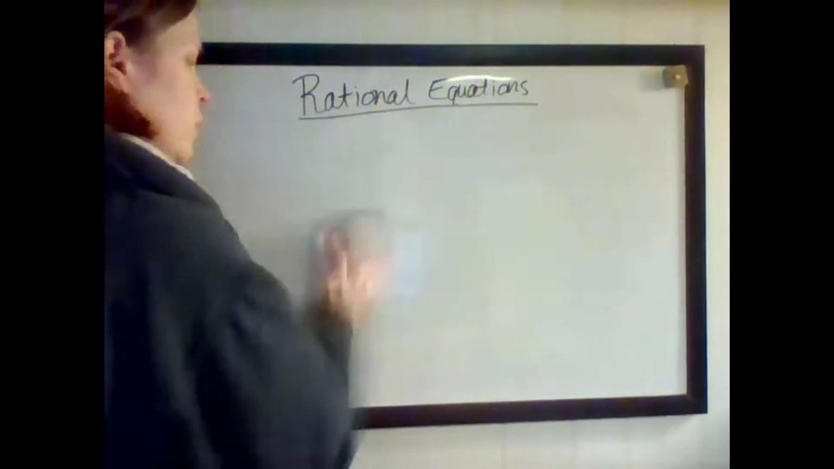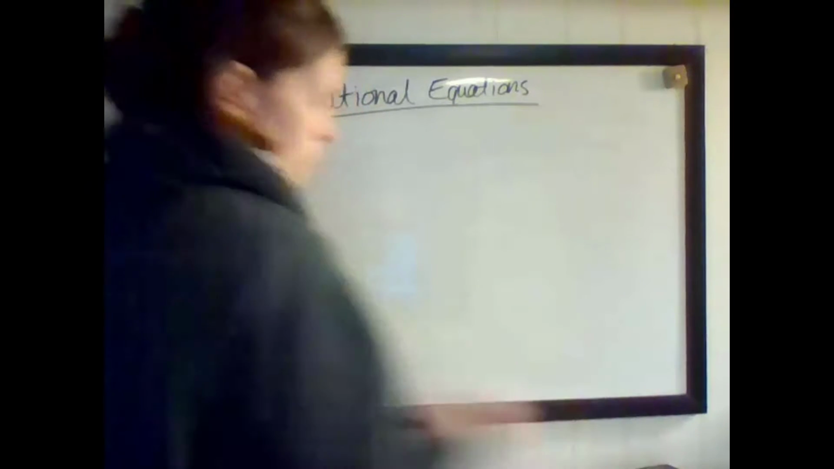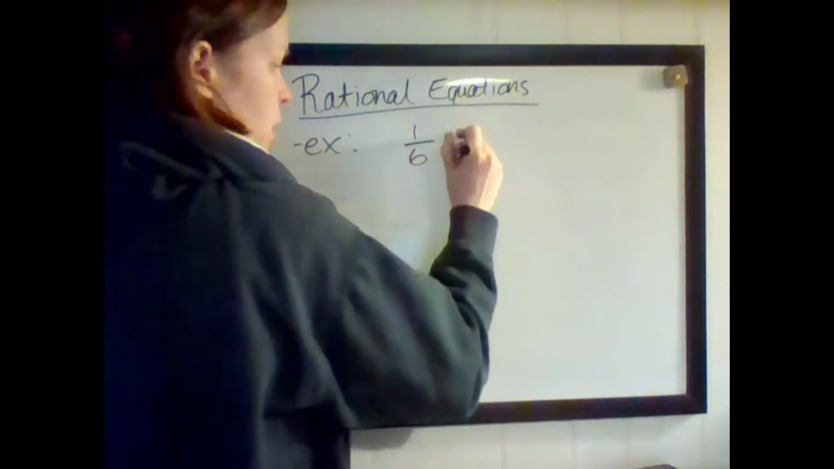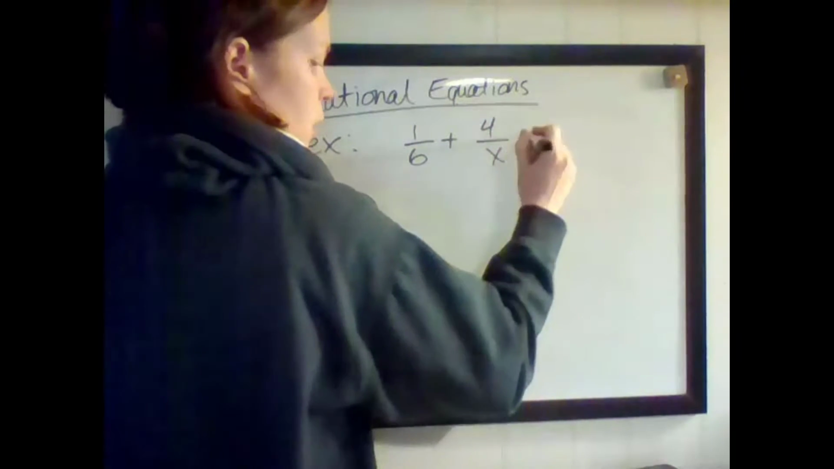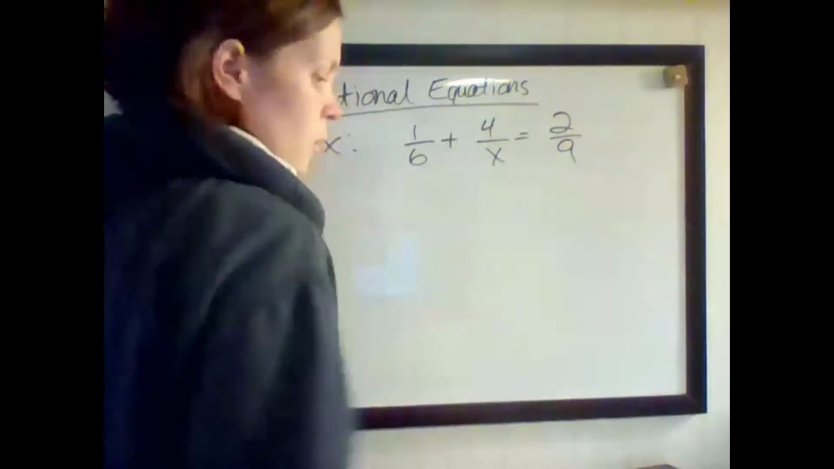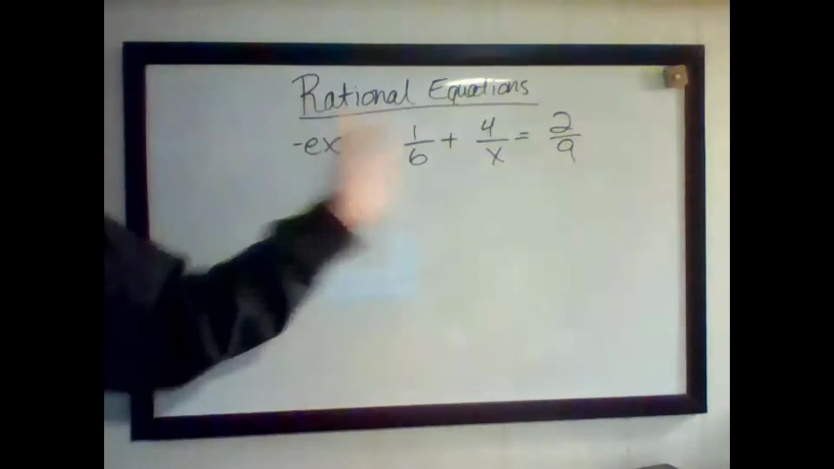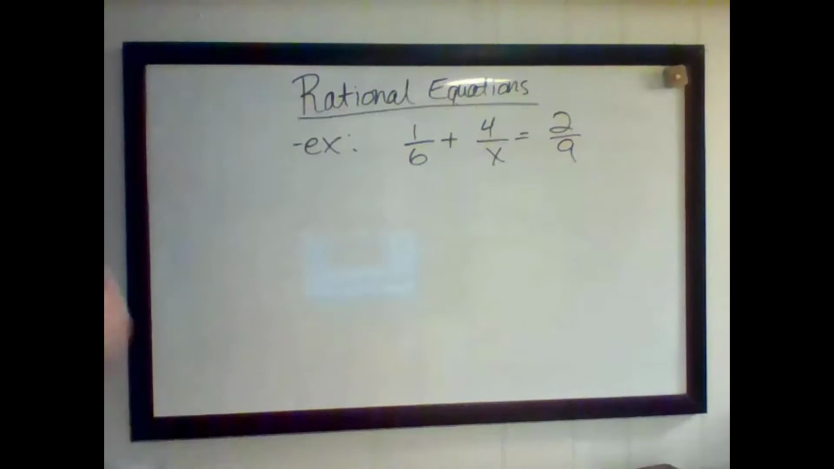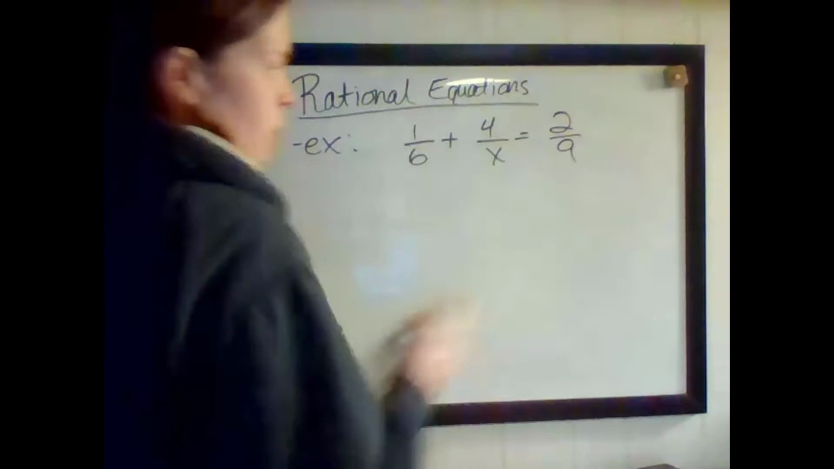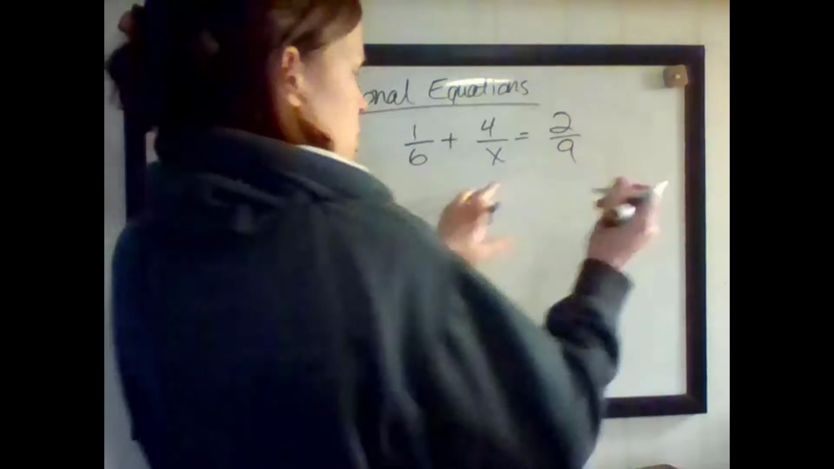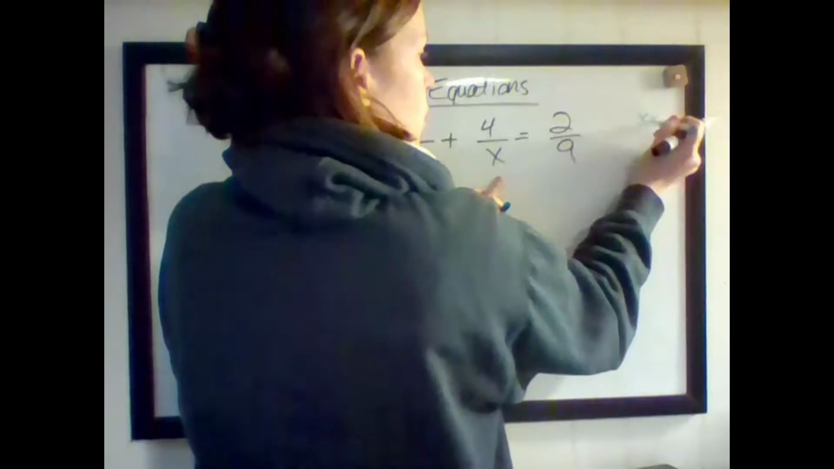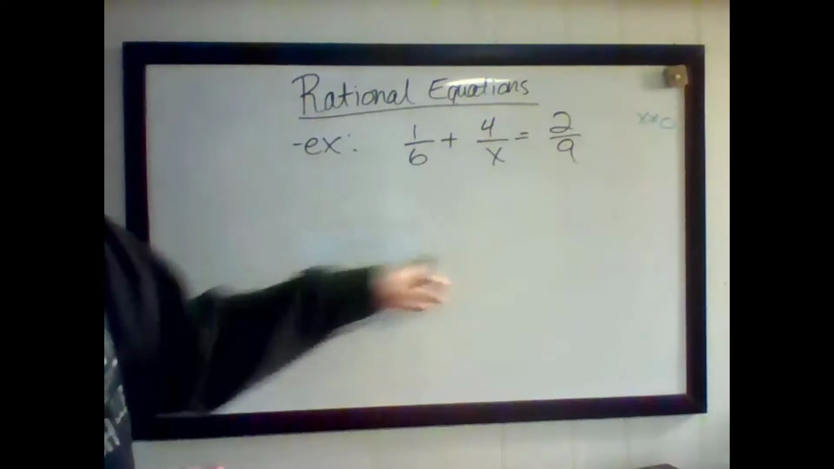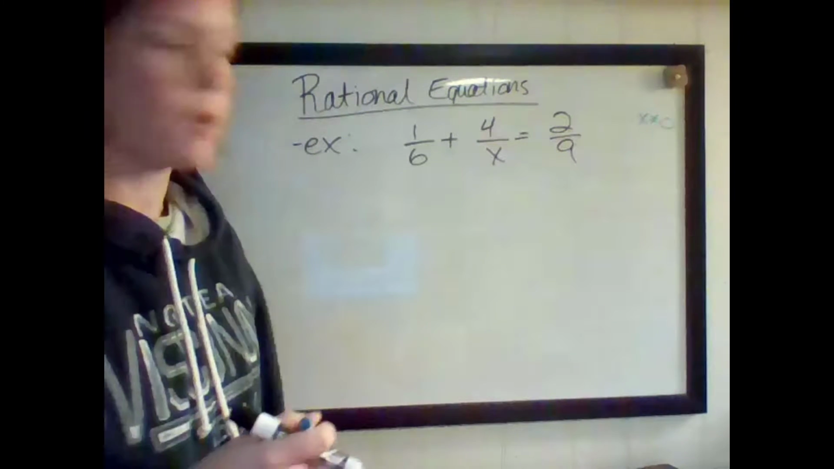Let's do first 1/6 plus 4 over x equals 2/9. I've got a bunch of fractions here in an equation. There's an x in the bottom, so this is a rational equation. At first, I have to figure out what is the LCD. Actually, before that, let's think about what x cannot equal. X can't be 0. If we work it out and get an answer of 0, it's not going to be valid because when we plug it in, we'd get undefined.